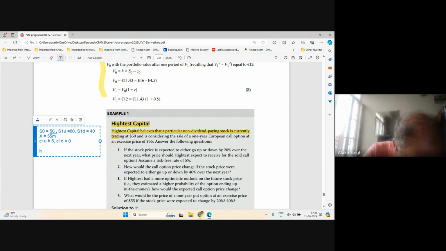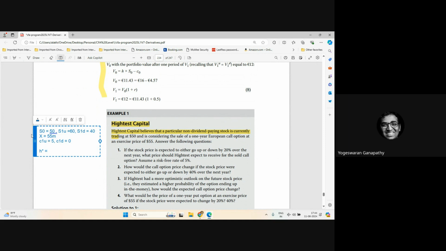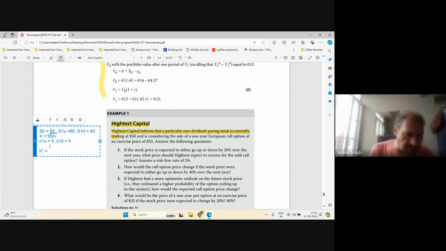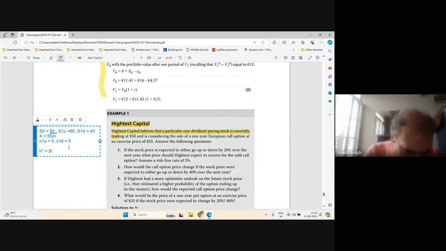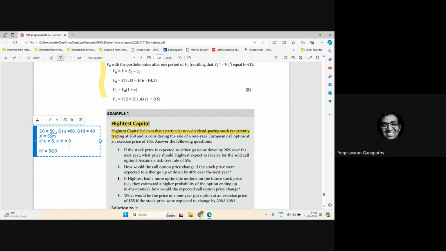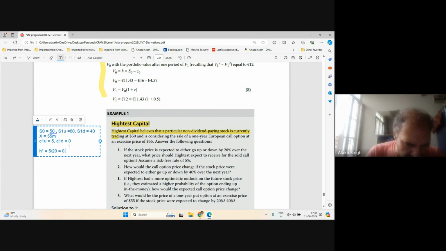So our H star is equal to what? C1U minus C1D divided by S1U minus S1D. So that is equal to 5 divided by 20, which is 0.25.